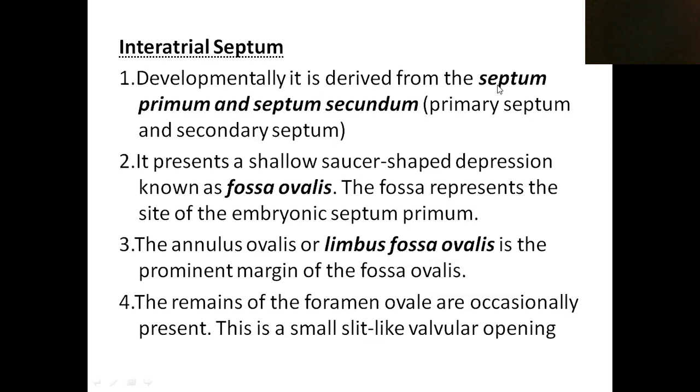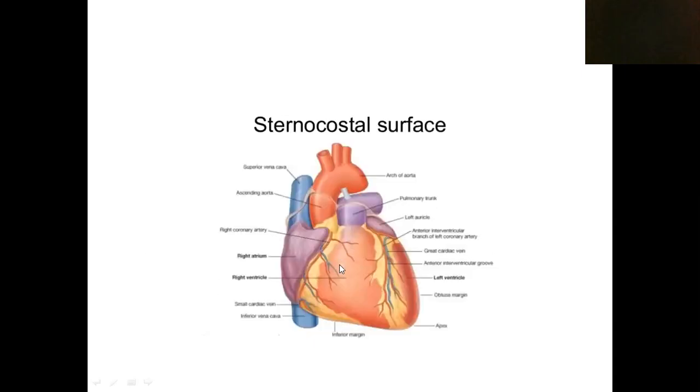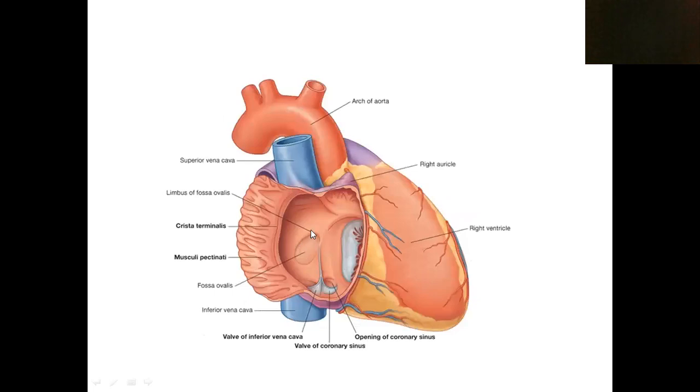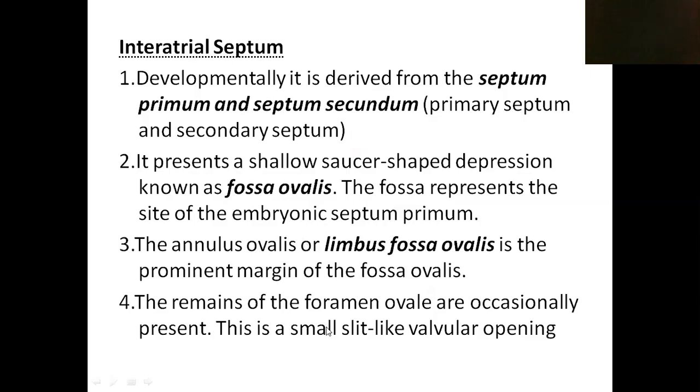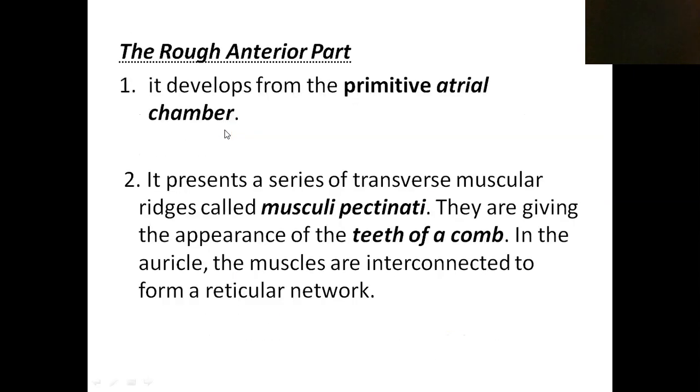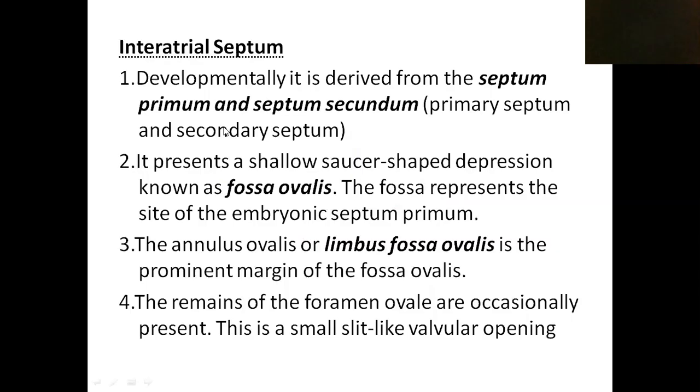So what are the points? It develops from septum primum and septum secundum, then fossa ovalis, an oval-shaped fossa, then limbus fossa ovalis: the upper thick ridge of this fossa ovalis is known as limbus fossa ovalis. Then failure of the fusion of septum primum and septum secundum leads to the formation of a slit-like opening. So these are the external and internal features of the right atrium. Okay, this is one important essay question, right atrium.